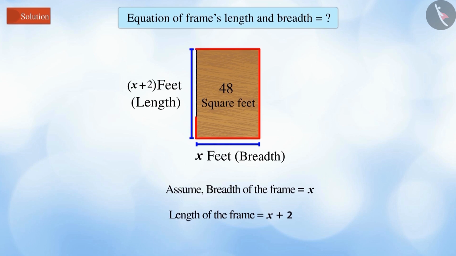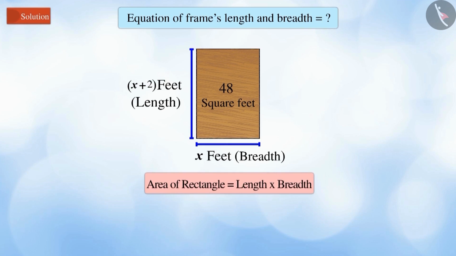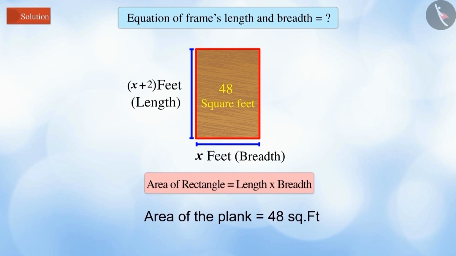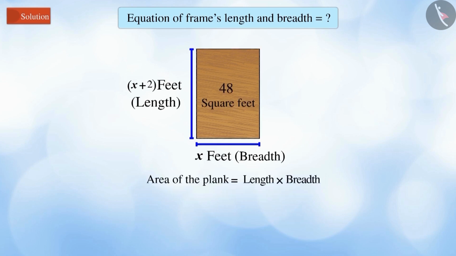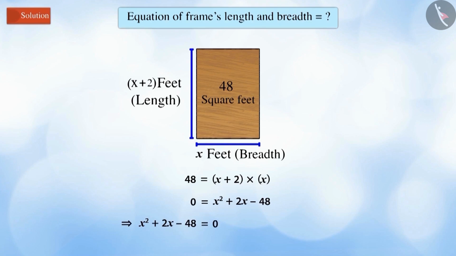We know that the wooden plank is rectangular. So, we use the formula for the area of a rectangle. It's given that the area of the rectangle is 48 square feet. Substituting all the values given above in the formula of the area, on solving, we get x raised to 2 plus 2x minus 48 is equal to 0. Using this equation, Rita can find out the length and breadth of the frame.